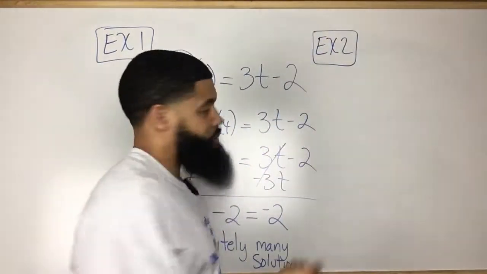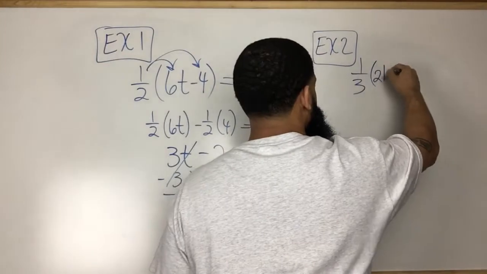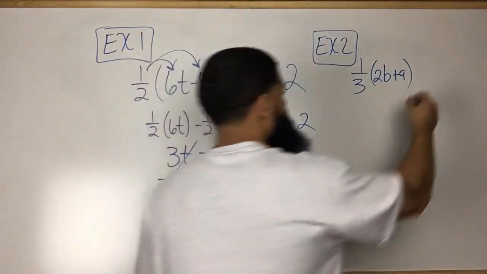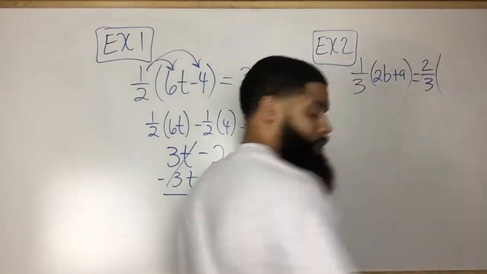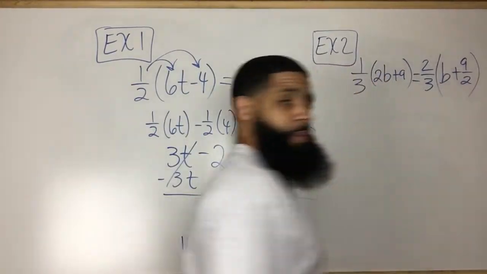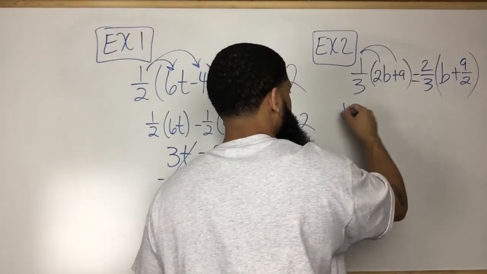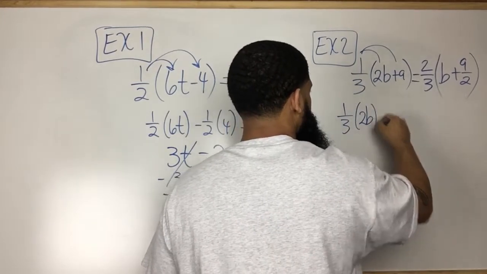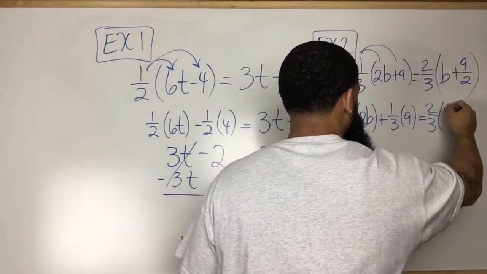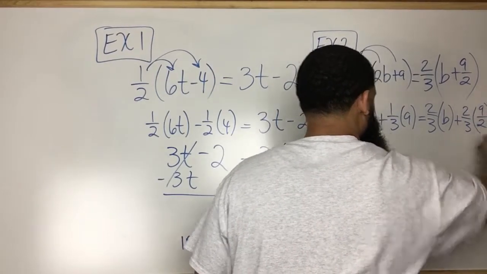All right, so let's say I have 1/3 times 2b plus 9, and I'm going to say that's equal to 2/3 times b plus 9 over 2. We have this now, still using the distributive property. So 1/3 times 2b plus 1/3 times 9 is equal to 2/3 times b plus 2/3 times 9 over 2.